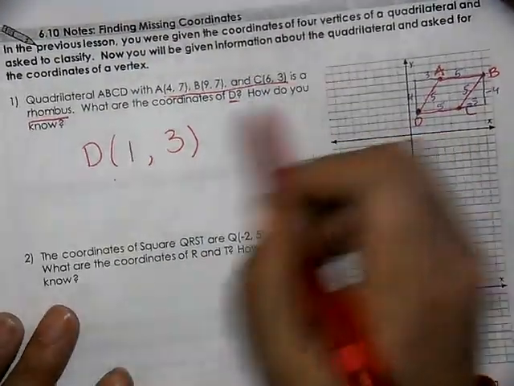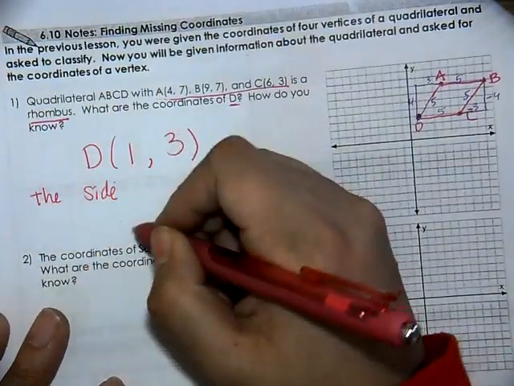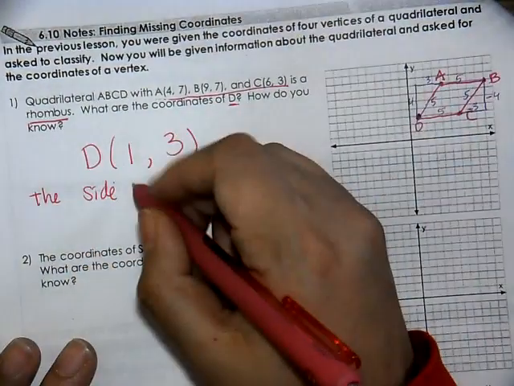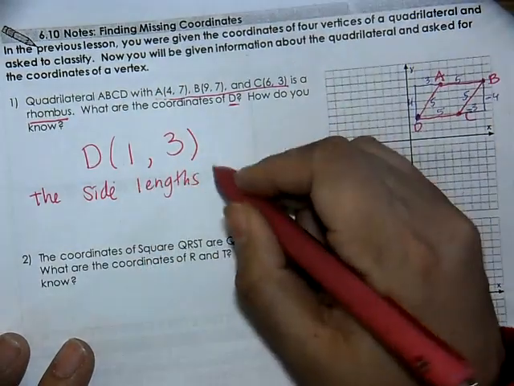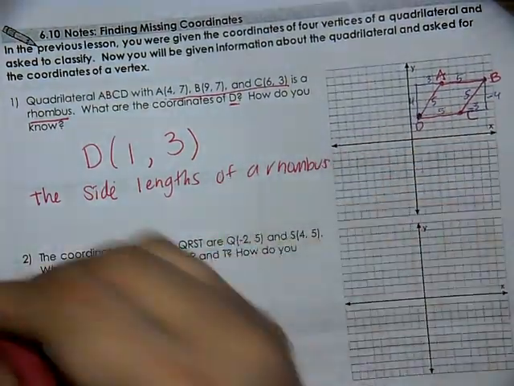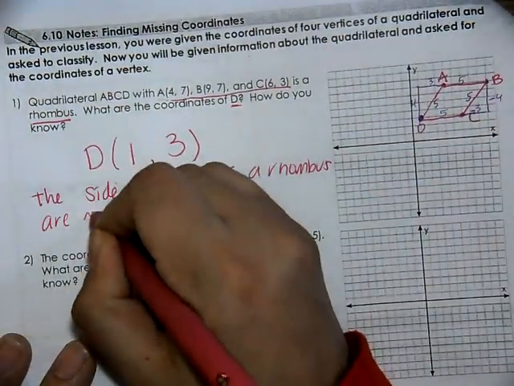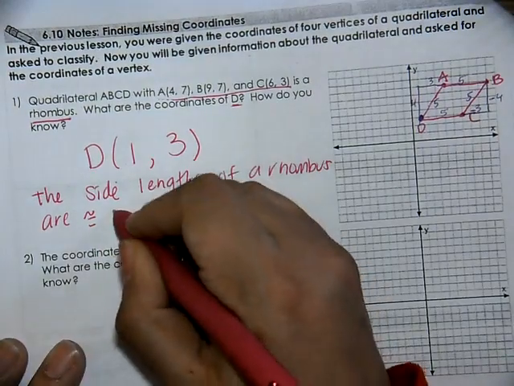How do you know, it says, so we can write down how we found that out. It's something about knowing that a rhombus has the same length of sides. So side lengths of a rhombus are congruent, as well as both pairs of opposite sides of a rhombus are parallel.